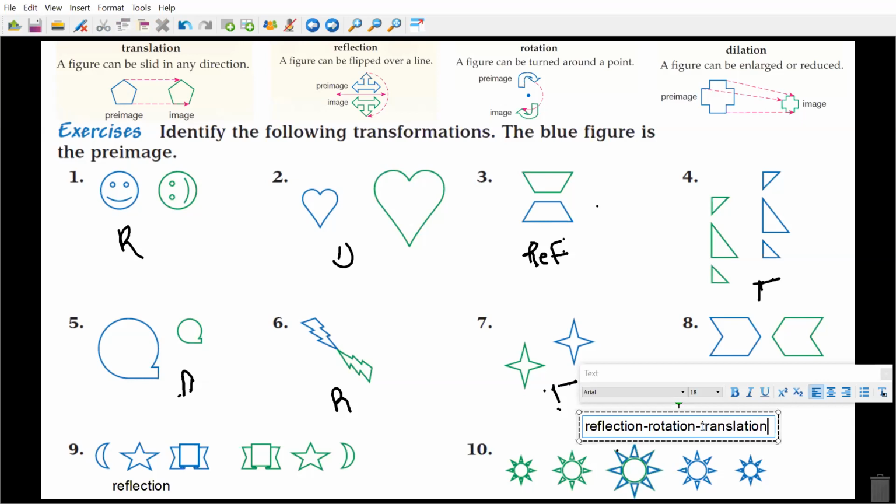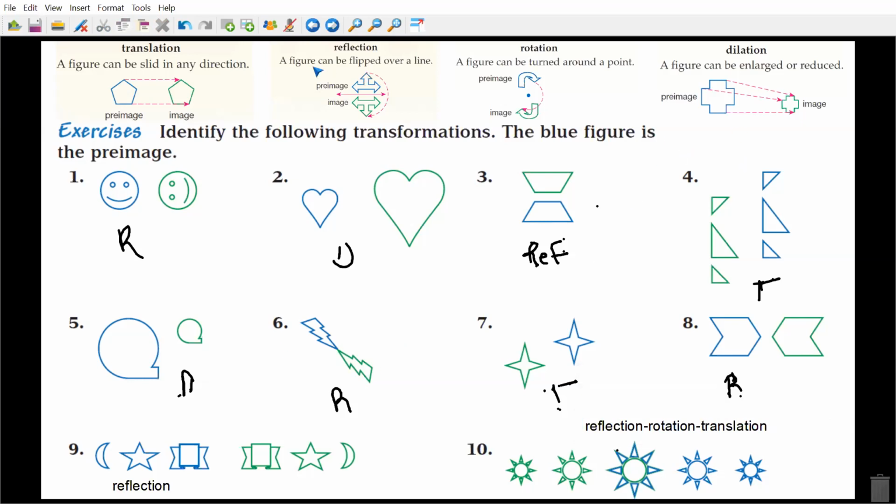Translation. Reflection, rotation, translation. So let's go ahead and see the definition of reflection. A figure can be flipped over a line. So we can have this one. The blue figure is the pre-image. So this is the pre-image, this is the pre-image. And here you have the green image. And look that here inside you have like a little green part. So you can have a reflection on the other side.